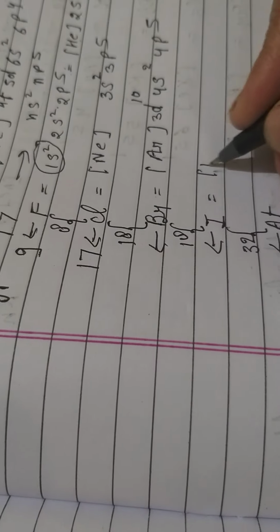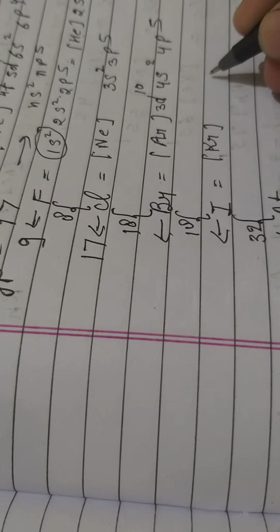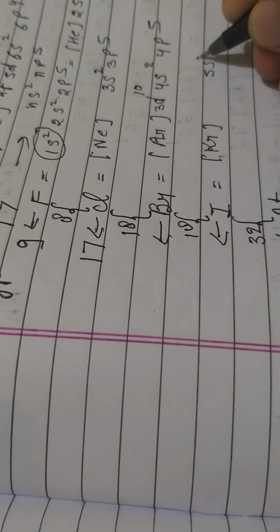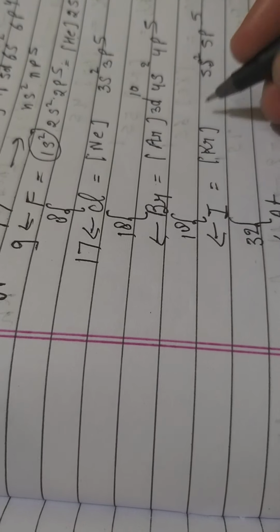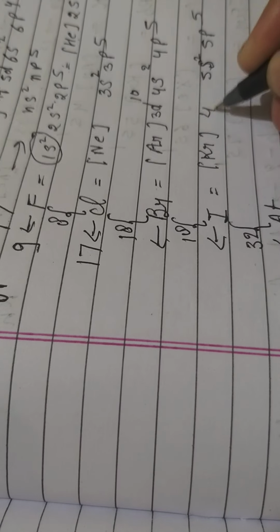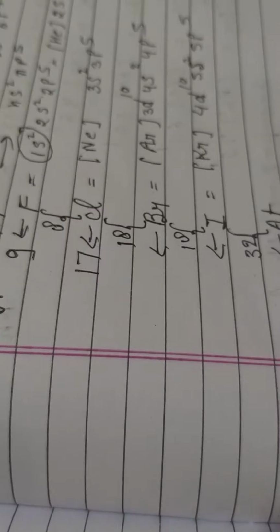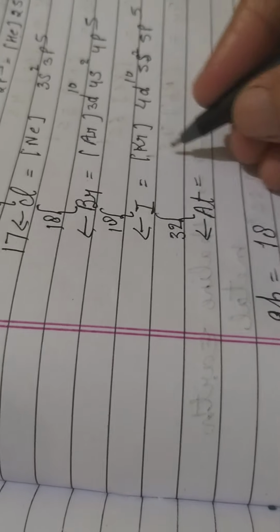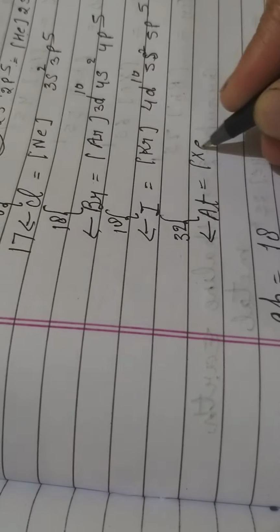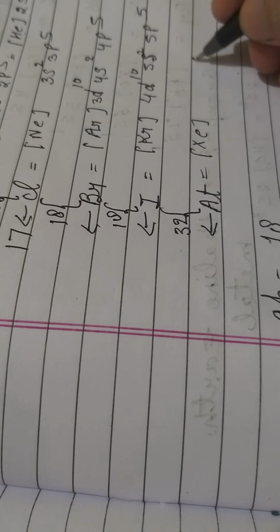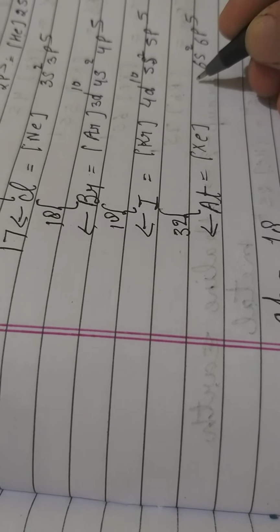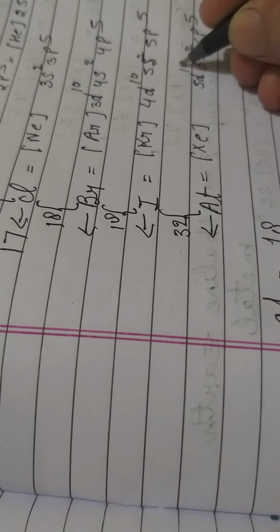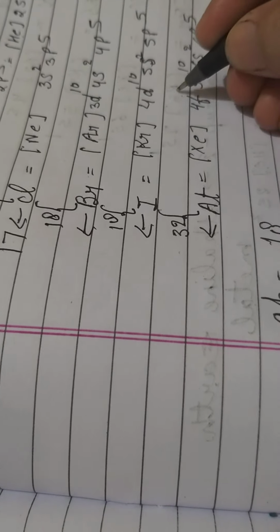After argon what comes? Krypton. So what do you have to write here? 5s2, 5p5. Okay, now here you have to write 4d10 also. But as the 6th period starts, after krypton, xenon comes. So that is to be written here 6s2, 6p5. Here you have to write 5d10 and 4f14.